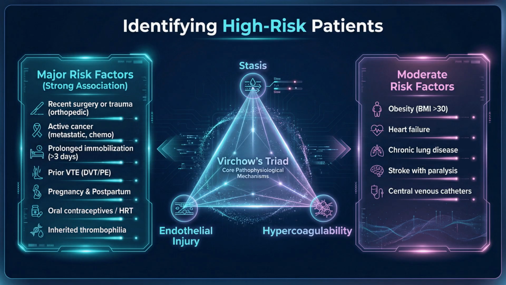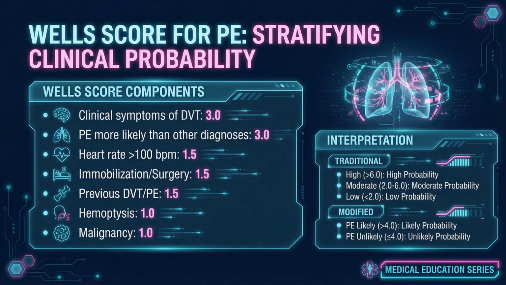By integrating these risk factors with clinical judgment, you can better identify patients who need closer monitoring or prophylactic measures to prevent pulmonary embolism. Now, let's talk about the Wells score, a clinical tool we use to estimate the probability of pulmonary embolism in a patient. This score helps guide our diagnostic approach and management decisions.